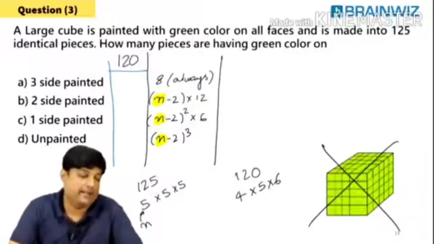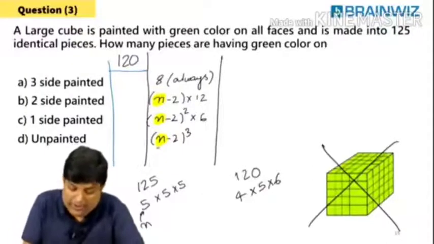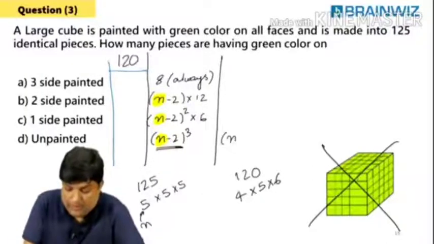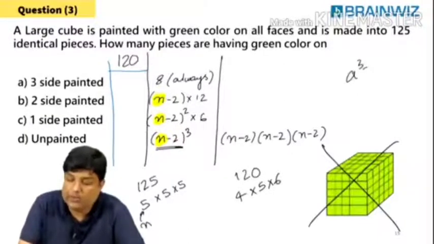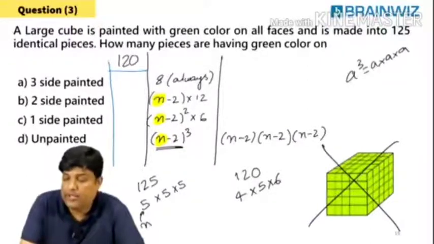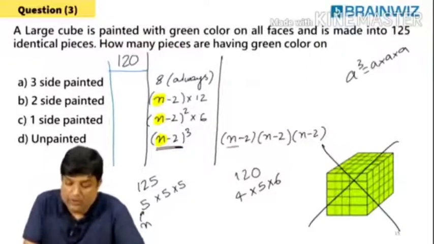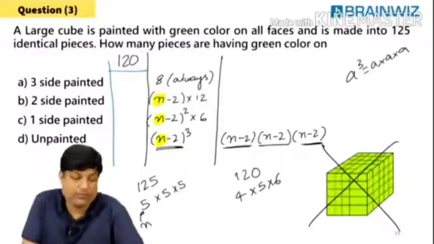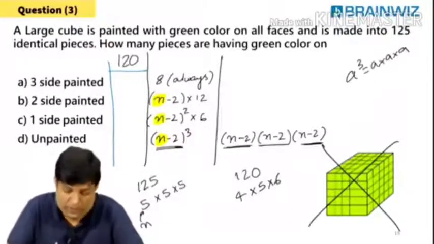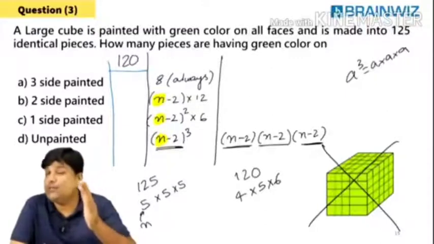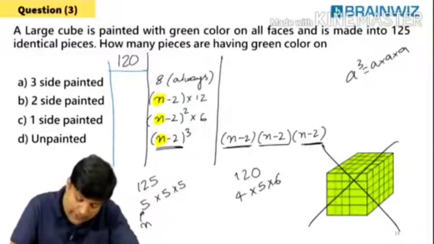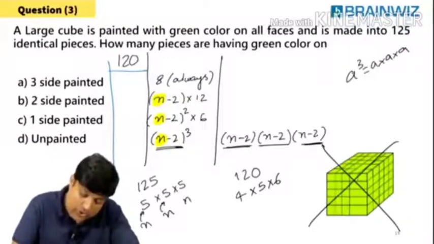You are mistaken. Let me tell you. You know what n minus 2 whole cube is? n minus 2, n minus 2, n minus 2. Because you all know that a cube is a into a into a. Students, you are misunderstanding that you have taken only one n. No. You have taken all the 3 people.